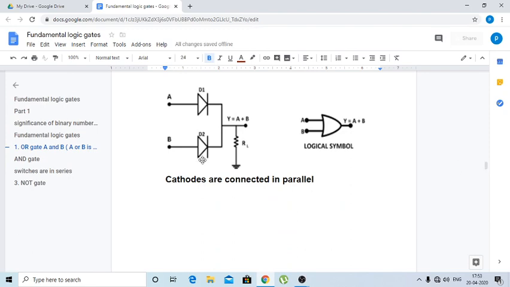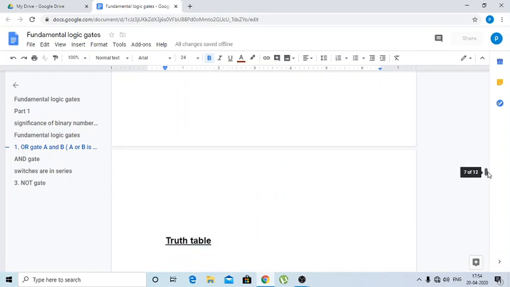So this is the circuit diagram here. We have used junction diodes here. This is the junction diode D1 and D2 for switch B. So this is the first input A, this is the second input B, and to construct the OR gate, the cathodes of the two diodes are connected parallel to each other and the output is taken at the load resistance here. So this is the output, equal to A plus B.